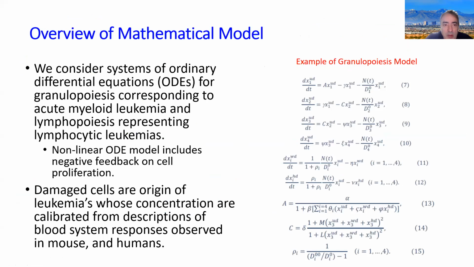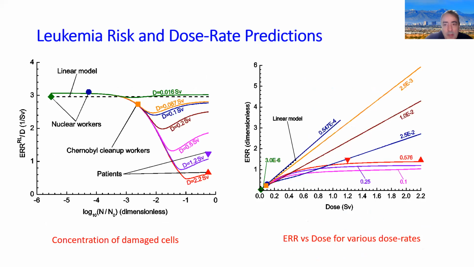The model is based on a system of nonlinear ordinary differential equations, with the nonlinear piece corresponding to a negative feedback of transient amplifying cells and differentiated cells on stem cell proliferation. So the model we're looking at is for the granulocytes to represent acute myeloid leukemia, and lymphocytes be involved in lymphocytic leukemias. Don't have time to give the details. The concentration of damaged cells is then related to the excess relative risk, you can see in our publications.